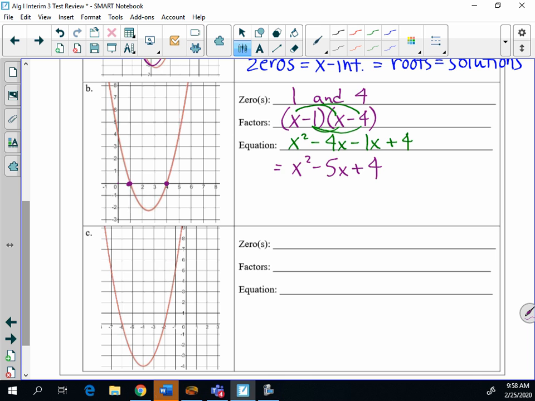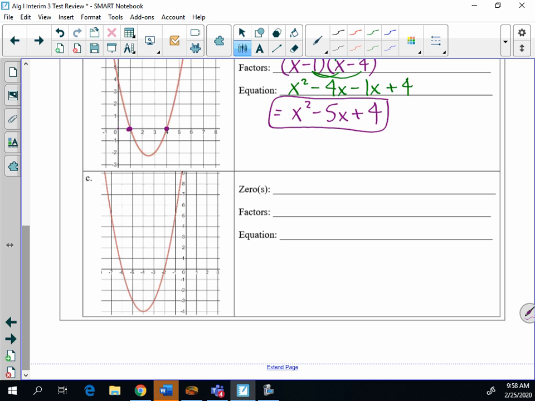And again, check your graph. That's the equation. And our last one, same thing. Locate your origin, then go over and you see -2, -6 are the zeros. -6 and -2. The factors, we do a sign change. And then we multiply those to get our equation.